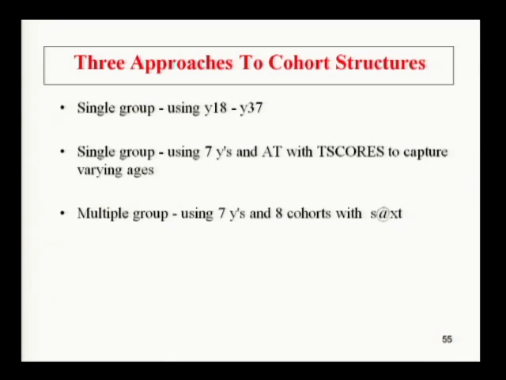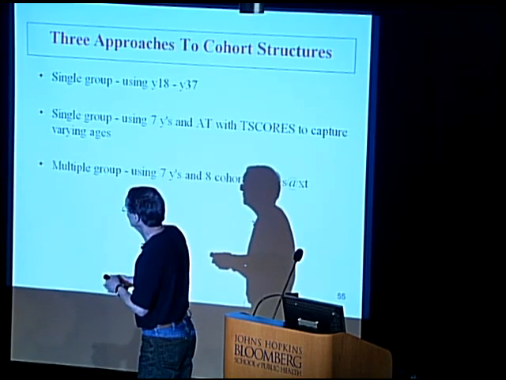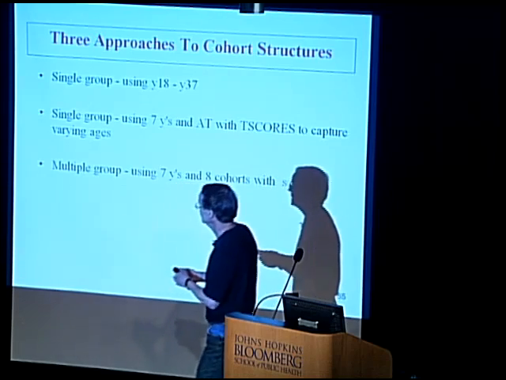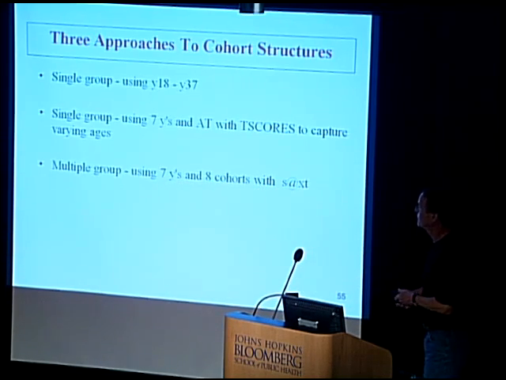And it is a multiple group analysis. I say using 7 Ys. I don't know if it's 7. It's actually 1, 2. The white squares are where measurement took place. 1, 2, 3, 4, 5, 6. Yeah, there are 7. So there's 7 Ys for each of the 8 cohorts.